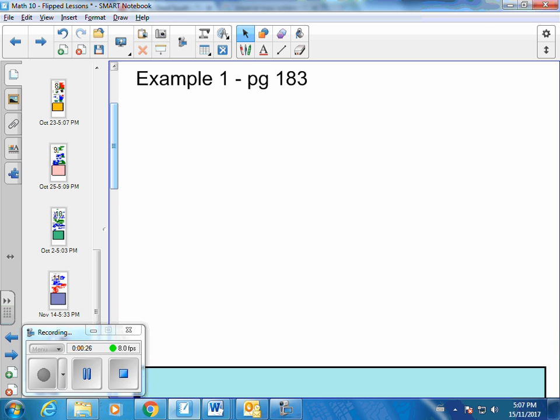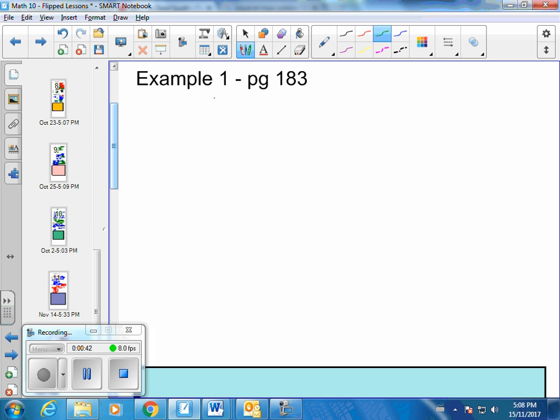So 183. What we have there is Manuela, who is basically making fondue, and she's got a few different kinds of cheeses with a few different weights. She wants to know how many pounds of cheese she needs total.